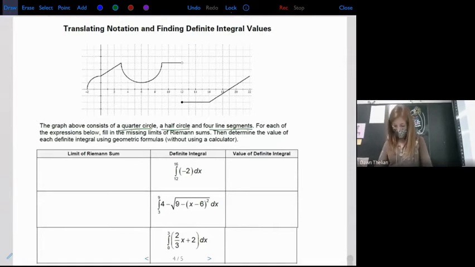For each of the expressions below, fill in the missing limit of Riemann sums, then determine the value of each integral using geometry formulas. All right, so first we're going to practice getting the limit of the Riemann sum. So if this definite integral from 12 to 16, I'm just going to mark it here so we kind of know what we're looking for. The easy part's going to be getting the area. The hard part is writing it as a Riemann sum. So let's start with our delta x, b minus a, divided by n. So that's 4 over n.